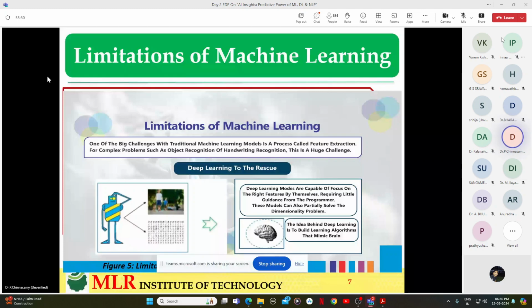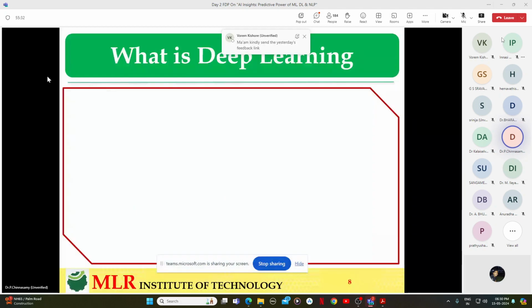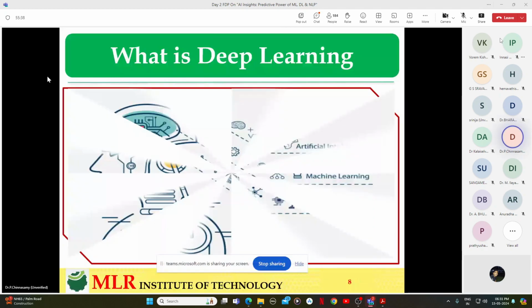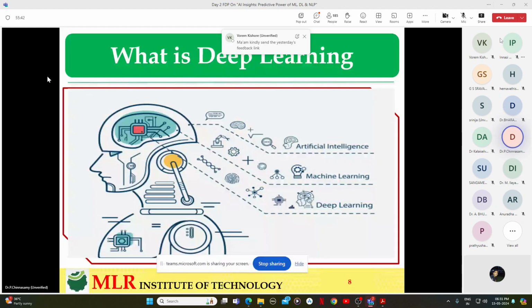Yeah. Now we are at the exact definition of deep learning. So as in the different diagrams, here you will see artificial intelligence is the overall umbrella of the features of ML and DL.